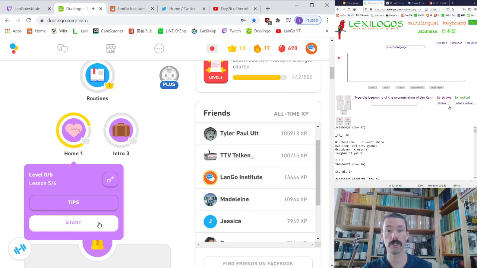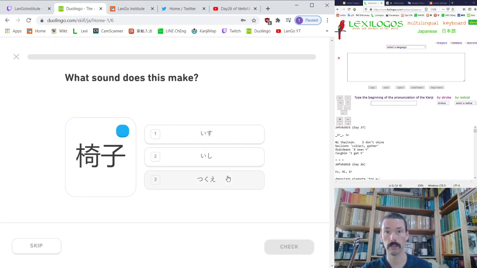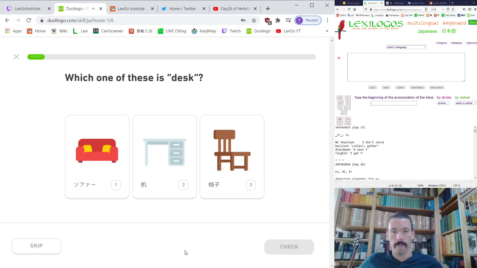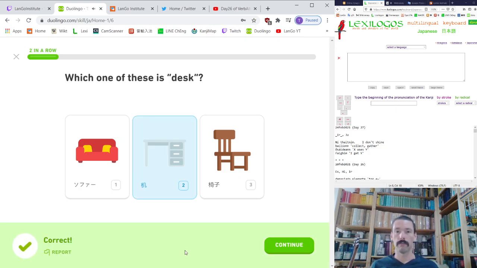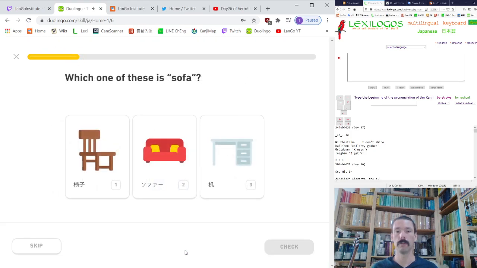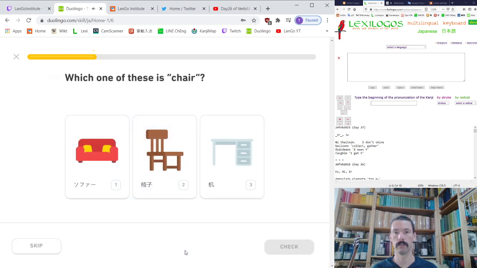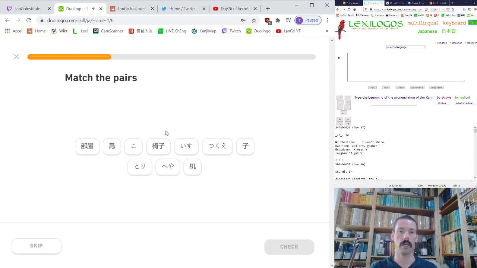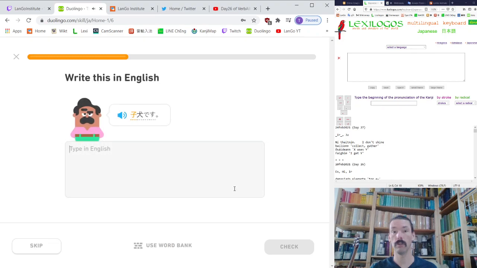One more stretch to finish this cycle. Well, let's see. Isu is the chair. Desk, tsukue. Isu. Sofa. Isu. Heya. Tsukue. Ko. Tori. Isu. Koinu desu.